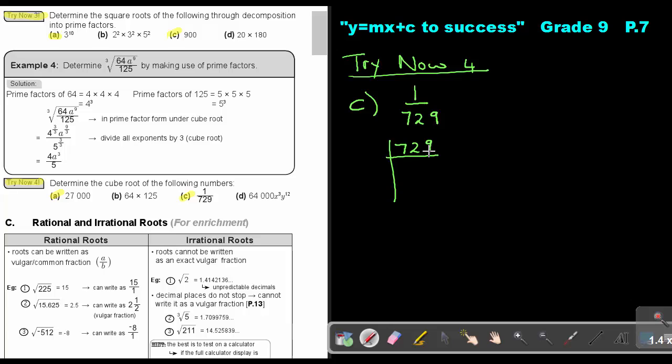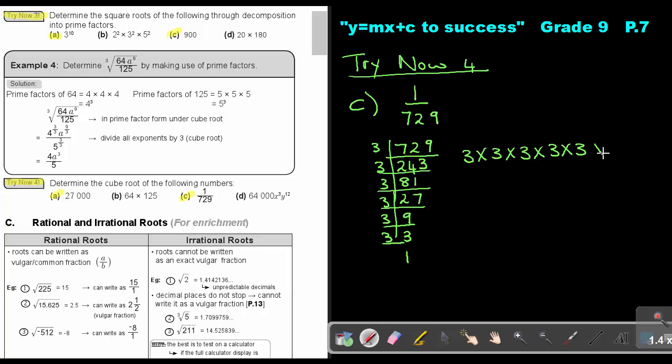Now, remember 7 plus 2 plus 9 is 18, so it can divide by 3. So if I say 729 divided by 3, I get 243. It can again divide, let's see, 2, 4, 3, 9. It can again divide by 3. And it will be 81. It can again divide by 3. And that will be 27. Divide by 3, it's 9. Divide by 3, it's 3. Divide by 3, it's 1. So this will be 3 times 3 times 3 times 3 times 3 times 3. So that will be 3 to the power of 6.